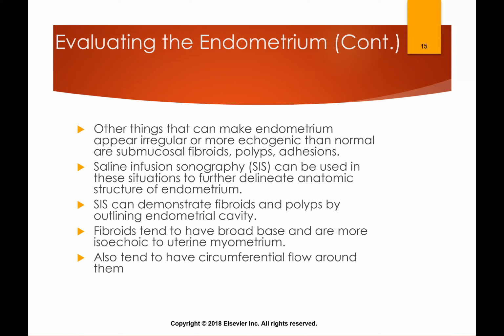Other things that can make the endometrium appear irregular or more echogenic than normal are submucosal fibroids, polyps, and adhesions. So sometimes we can see these when we are just doing a plain transvaginal scan. But if we can't, if you're working for an infertility doctor, or some OB doctors will do this by themselves, it's called a saline infusion sonogram, which we talked about. And they put fluid within the endometrial canal, and it's easier to see fibroids and polyps and outlining the endometrial cavity. So it's just a better way of evaluating that before they start infertility treatments.